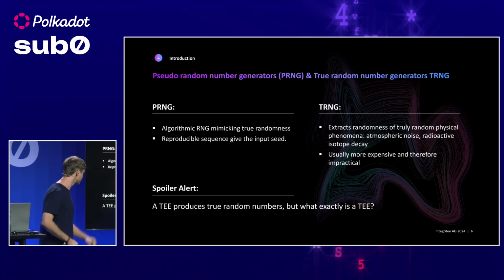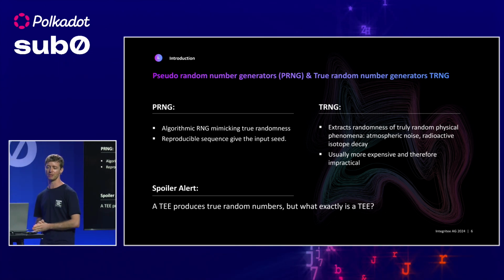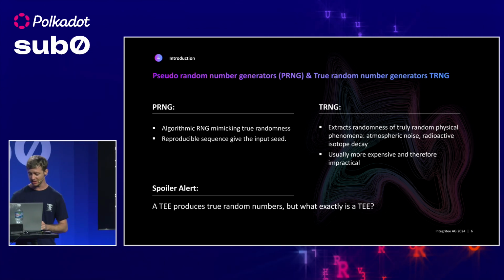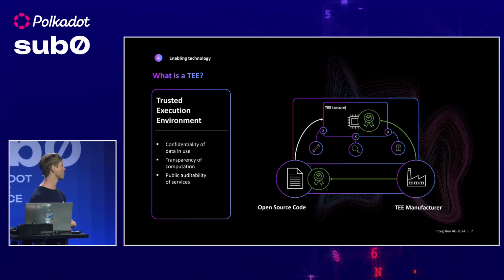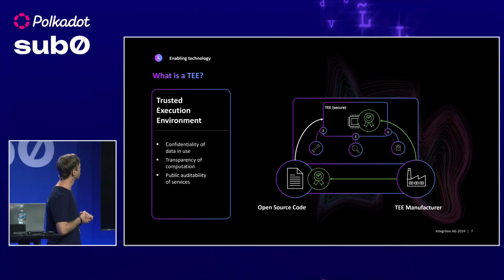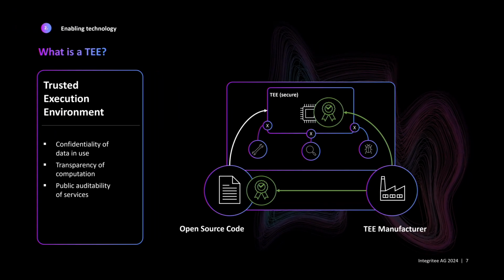Now, spoiler alert, a TEE produces true random numbers, but what exactly is a TEE? This is what we are building with. So a TEE, or a TEE, some people pronounce it like that, is a trusted execution environment.